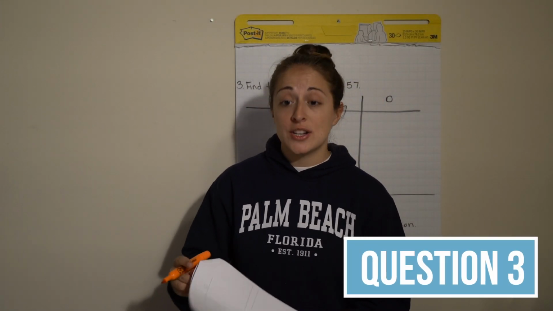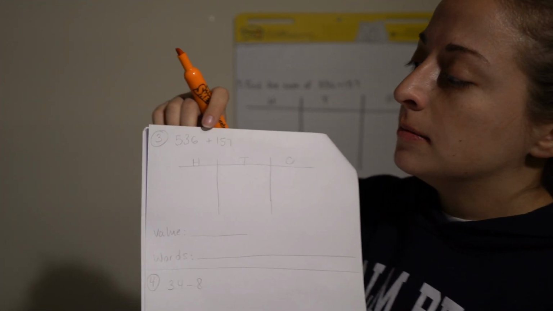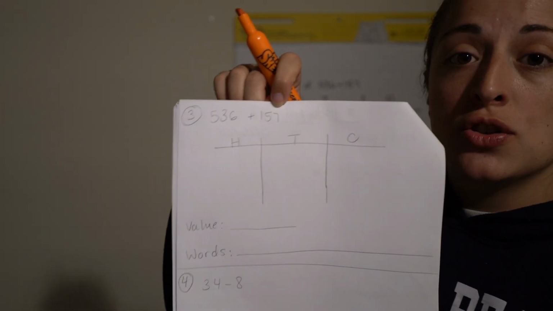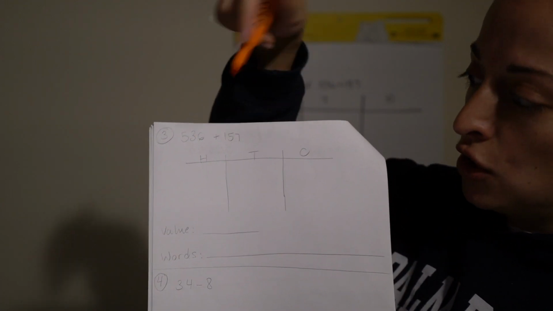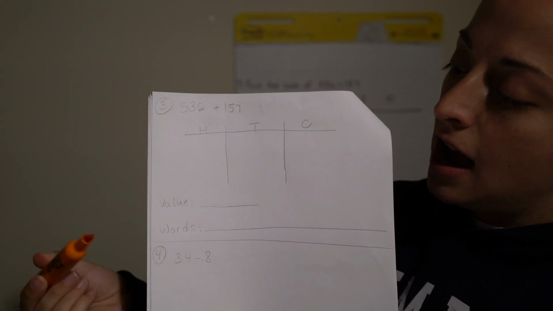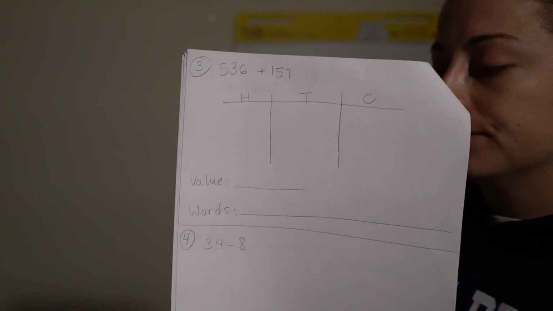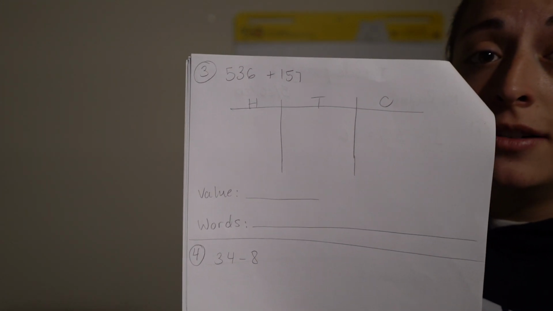Let's go on to question number 3. You're writing 536 plus 157. Then you're doing your HTO chart. Below your HTO chart, you're writing value with the blank line and then words with the blank line. If you need more time, you can pause the video now.